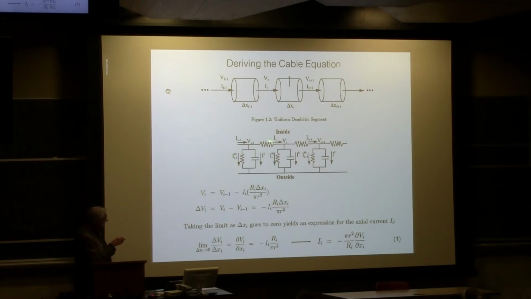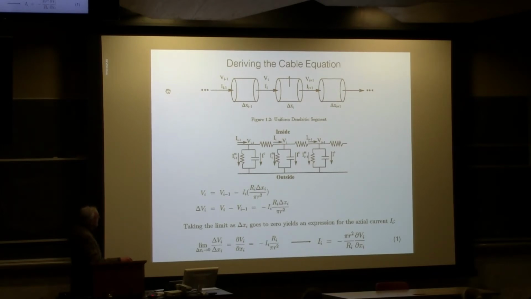So this stuff here is that compartment. This stuff here is that compartment. And we're hooking them all up together. Okay, we do this so that we can derive the cable equation, and it goes like so. So we can write an expression for the voltage in this compartment at this node, V sub I.